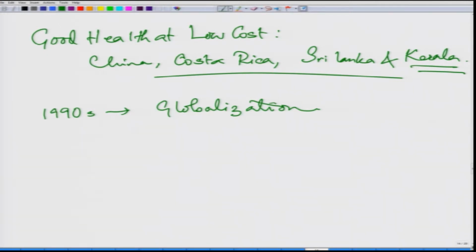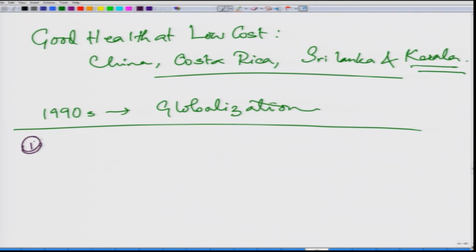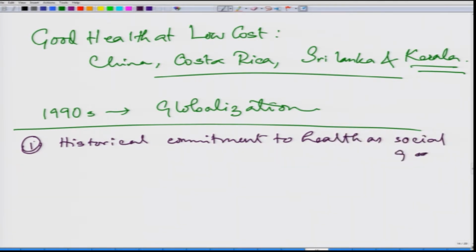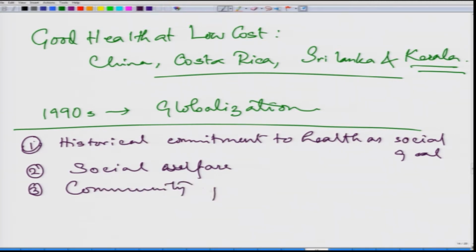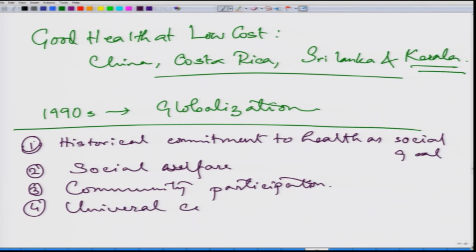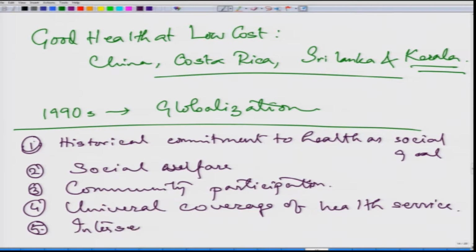So, five social and political factors to make good health at low cost could be: number one, historical commitment; two, health as a social goal; three, social welfare orientation; four, community participation; five, universal coverage of health services across all socioeconomic groups and population groups; and intersectoral linkage, connecting public, private, NGOs, and international organizations for health.